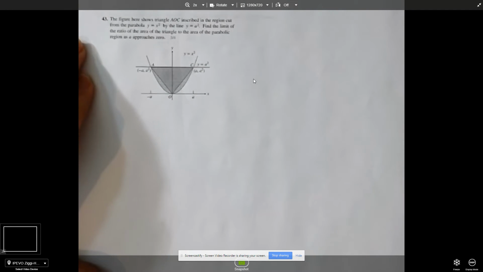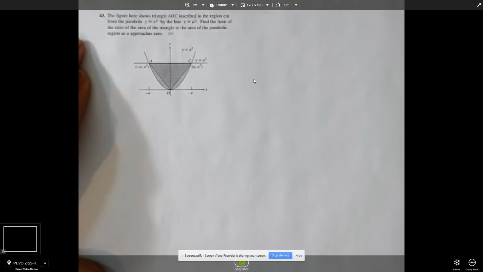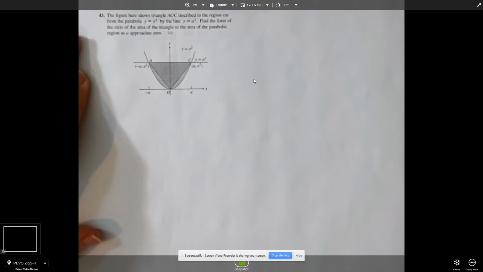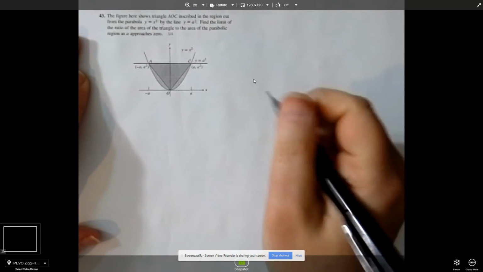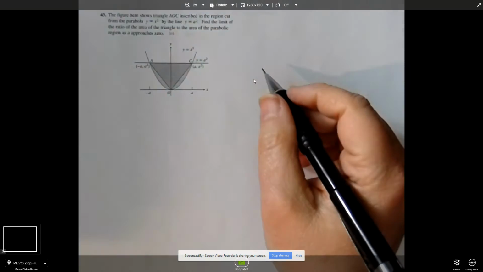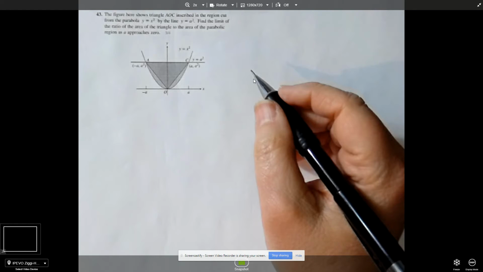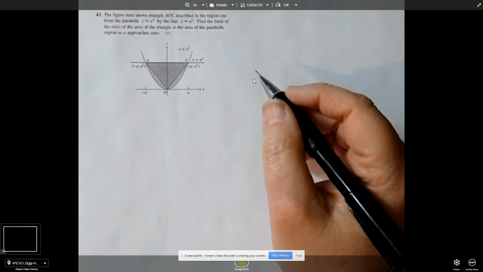It shows triangle AOC inscribed in the region cut from the parabola y equals x squared and the line y equals a squared. Find the limit of the ratio of the area of the triangle to the area of the parabolic region as a approaches 0. All right, well, let's see what happens. Well, I need to have the area of the triangle.